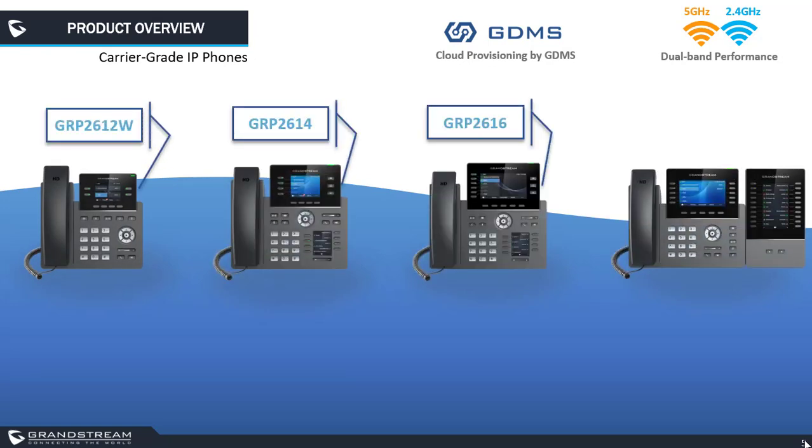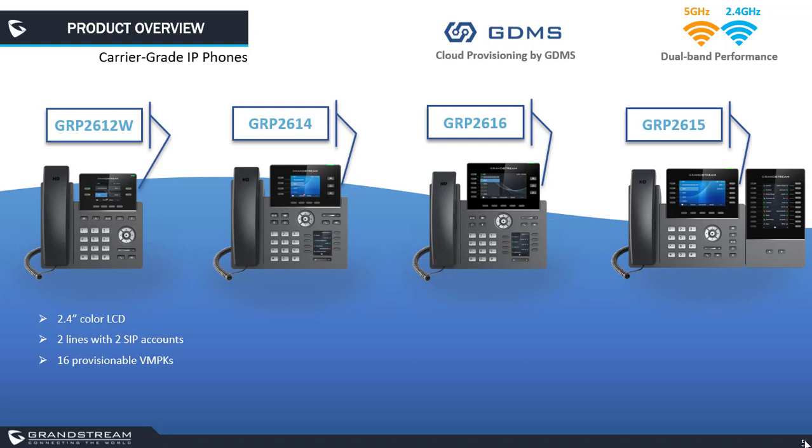So alongside the Grandstream access points portfolio, we have a wide array of voice and video endpoints that support dual band Wi-Fi. So the first model that we're going to talk about is the GRP series, which is primarily a voice endpoint that provides carrier-grade features and performance. It is designed with zero-touch provisioning for mass deployment and easy management through the Grandstream GDMS cloud platform.